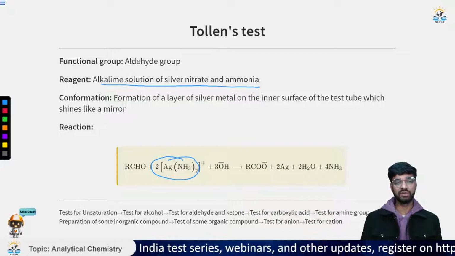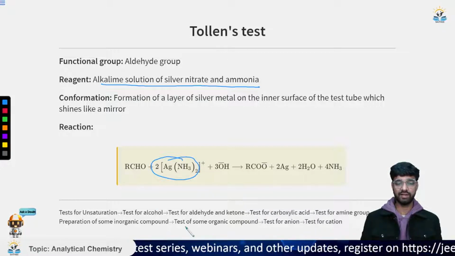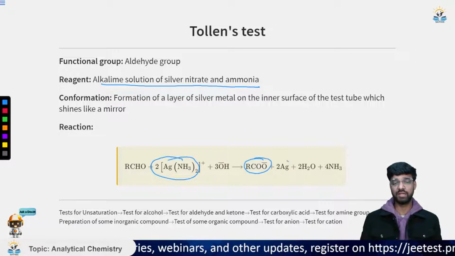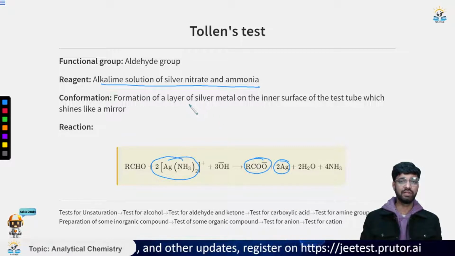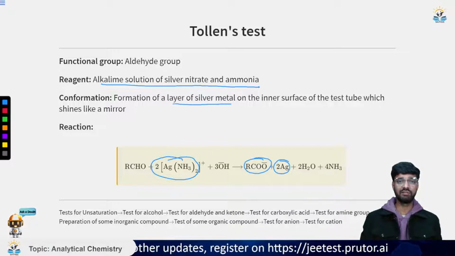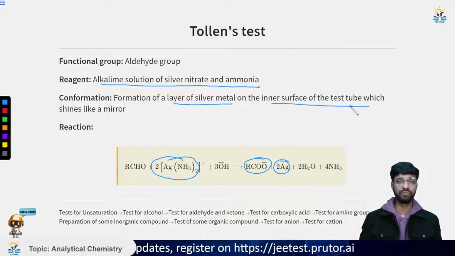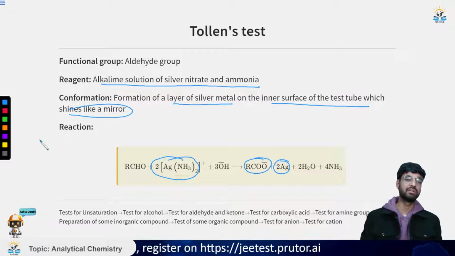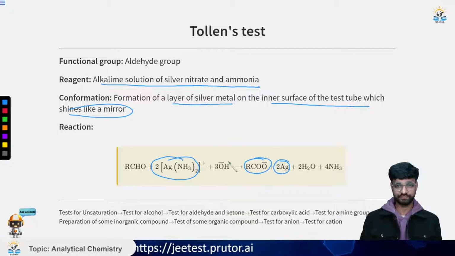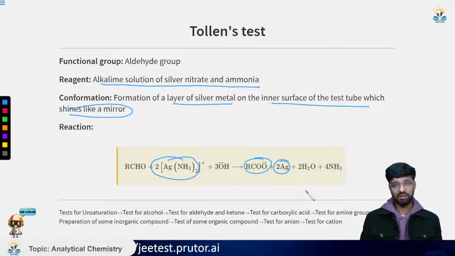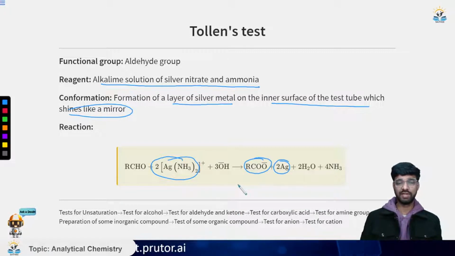Now if we treat it with the compound that we have, we will get a carboxylate ion plus 2Ag, which will be of a silvery color. It is a layer of silver metal on the inner surface of the test tube, which shines like a mirror. This is the confirmation that the aldehyde group is present in the solution. Now this was all for the aldehyde.